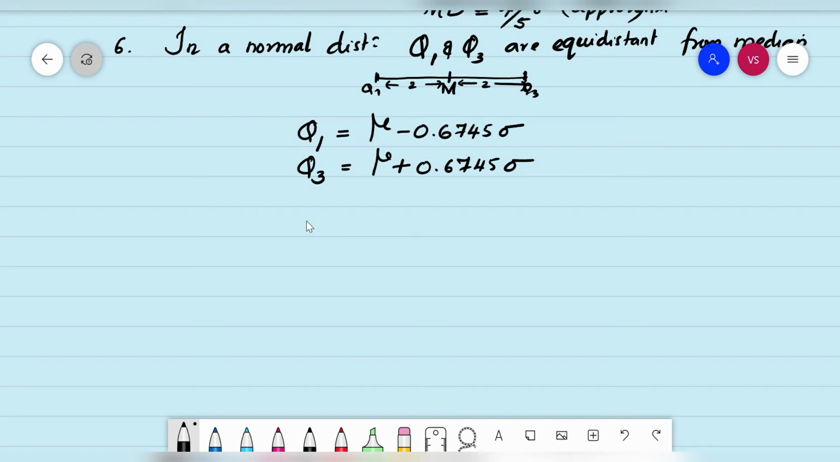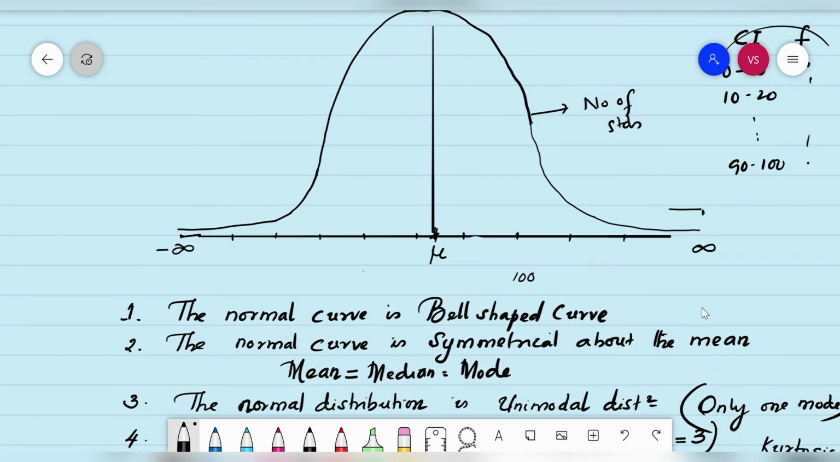Right, the seventh point, students. What is the seventh point? Getting back to some mathematical terms, the curve is asymptotic to the x-axis, students. What do you mean by asymptotic to the x-axis? If I get back to the graph here, when we see this graph, asymptotic means the graph touches the x-axis only at infinity, at minus infinity and plus infinity. This is what it means.